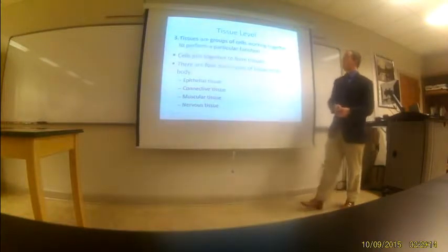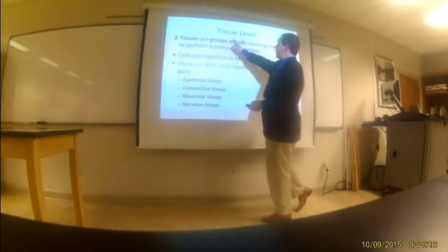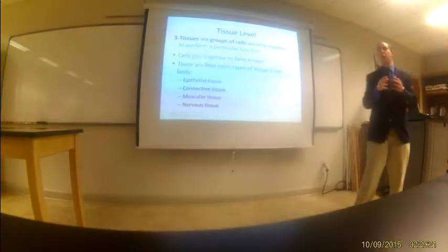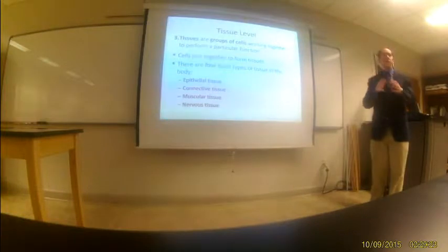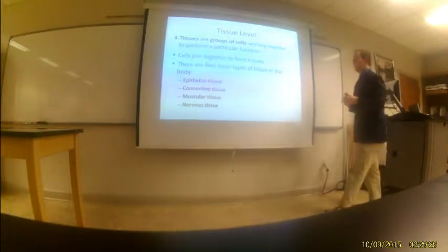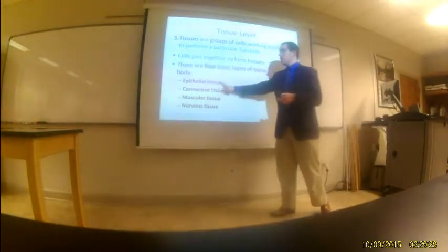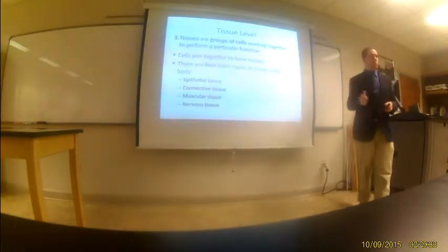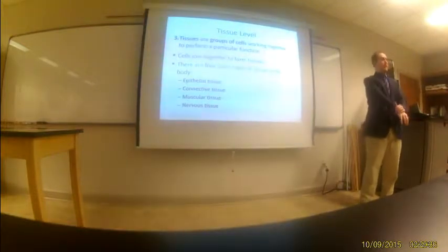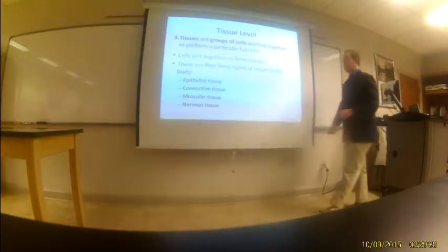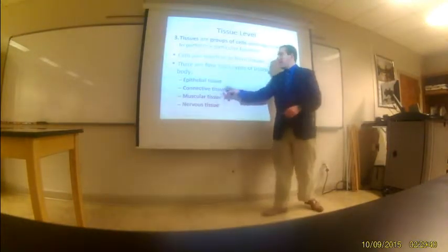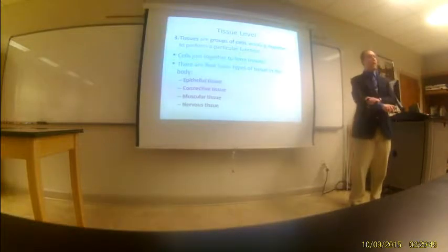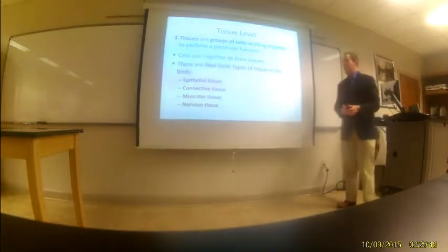Put those together and you get tissue, which is a group of cells that are all the same type of cell that are going to work together for a single purpose. We have four types of tissues that we'll learn about in our tissue lecture. There's epithelial tissue, which the best example of that is your skin. Your skin is epithelial tissue. There's connective tissue. An example of that is bone or fat or cartilage, things like that.